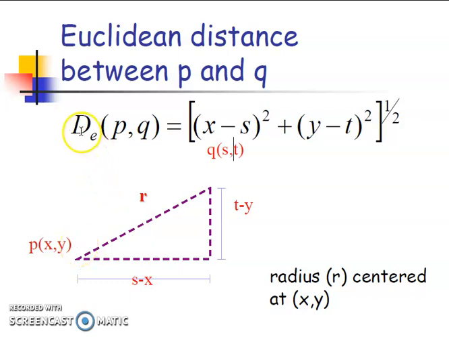The Euclidean distance is given by this formula: the square root of, x minus s squared plus y minus t squared, that is the bracket raised to half. Here x and y are the coordinate values of pixel P, and s and t are the coordinate values of pixel Q. This way we can calculate the Euclidean distance between pixel P and pixel Q.